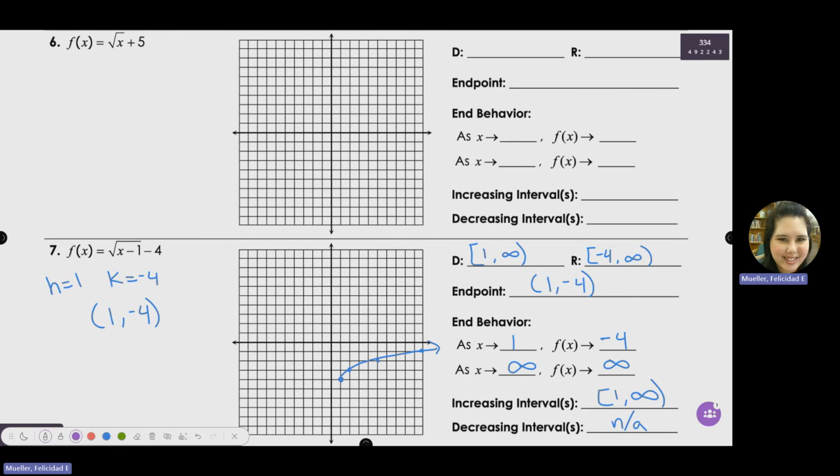So for 6, h is 0, k is 5. So 0, 5 would be my endpoint. Since a is positive, I can go ahead and say this is 0 to 5, or I'm sorry, not 0 to 5, 0 to infinity. My range is 5 to infinity. So as x goes to 0, y approaches 5, infinity, infinity. It is always increasing.